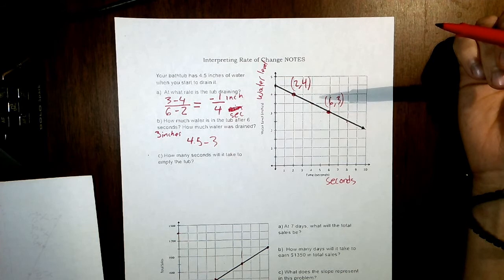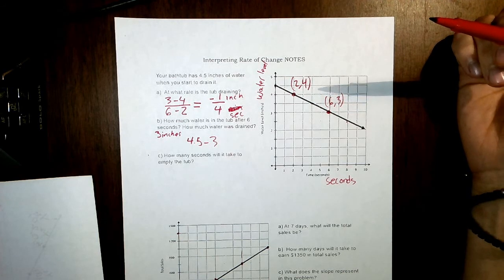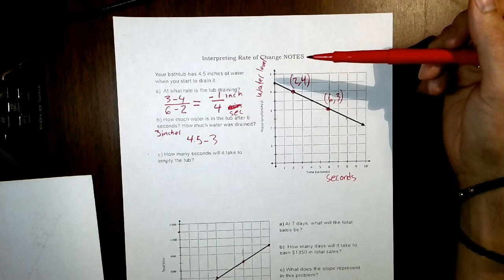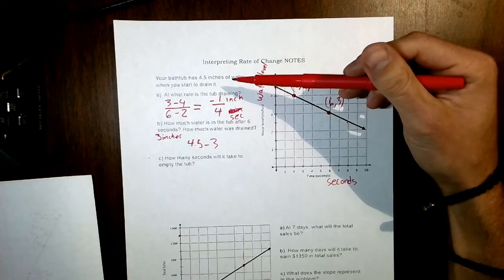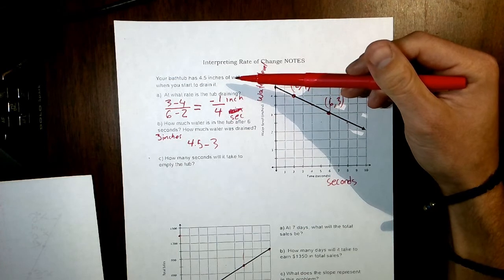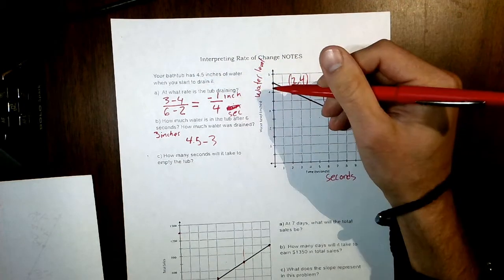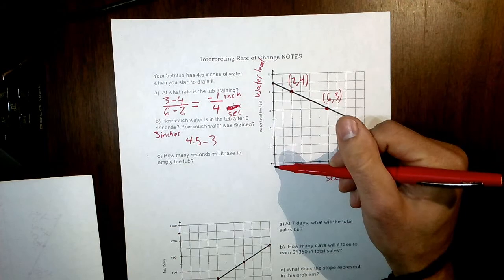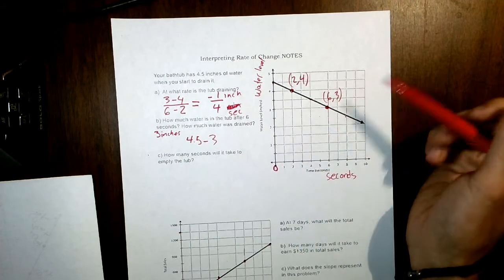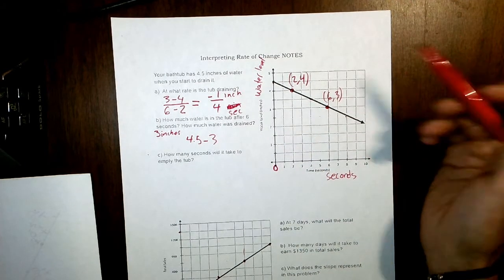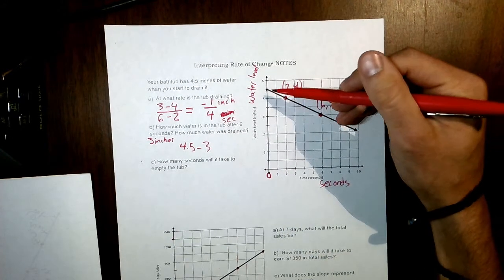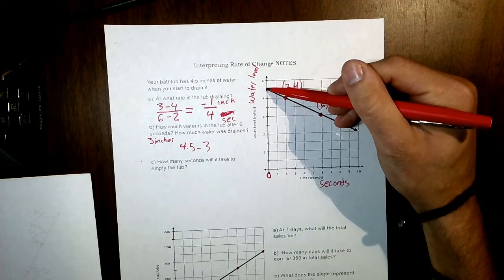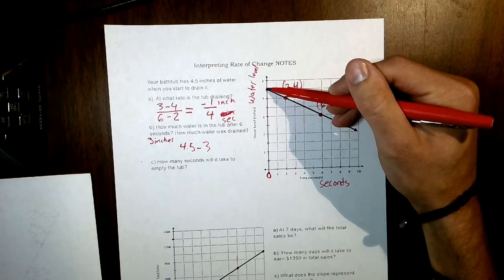Anna, what was it? London, what do you think? How much water is in the tub when we start? 4.5. Okay, it tells us 4.5.